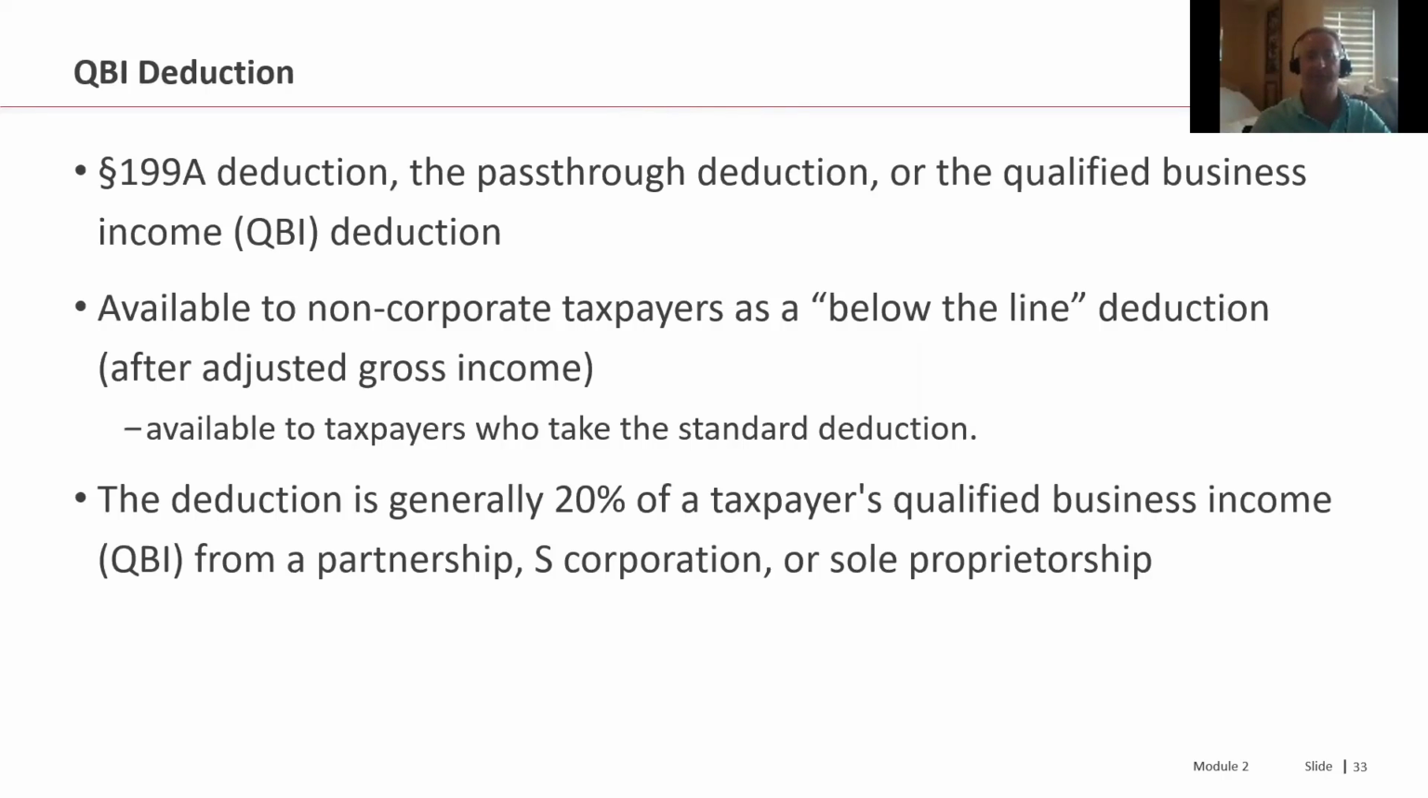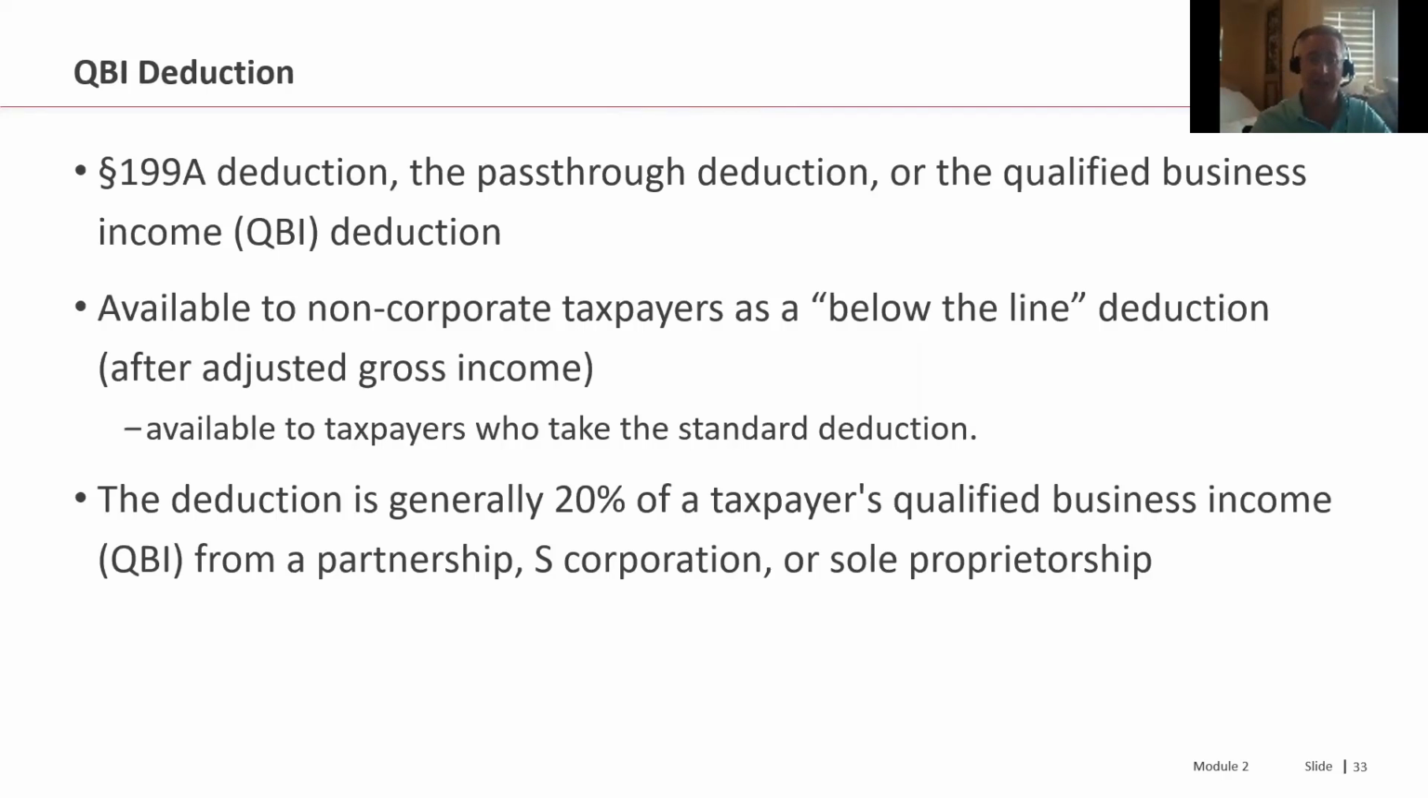So this is available to non-corporate taxpayers as a below the line, so below AGI deduction. And that includes taxpayers who happen to take a standard deduction. So if you look back at those charts I showed you where you calculate corporate income versus individual income, you would see that there was a line for the QBI deduction on there. You won't see that in the book, however, because the book didn't cover that.